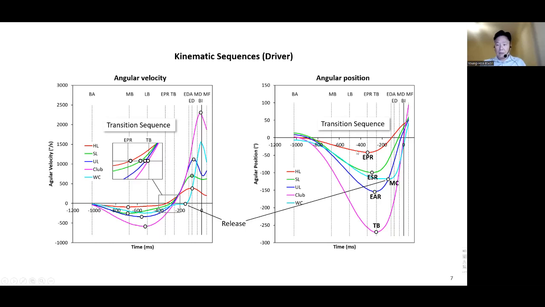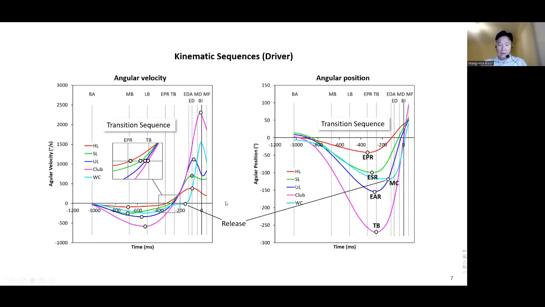So these events are important in terms of assessing the transition sequence. And then from EPR to top of action, this phase is defined as a transition phase. So by finding these timings, you'll be able to clearly see whether the golfer has the expected central to peripheral transition sequence or not.